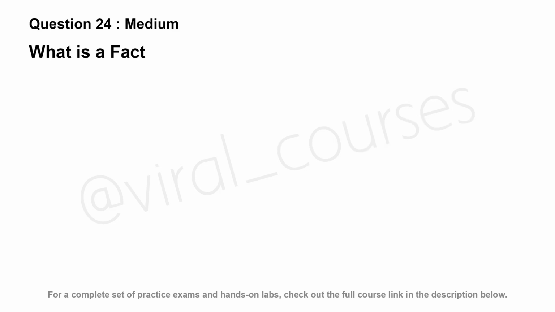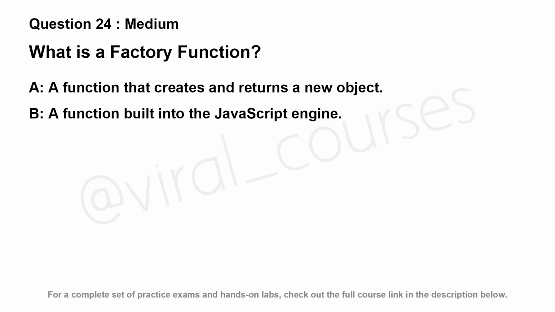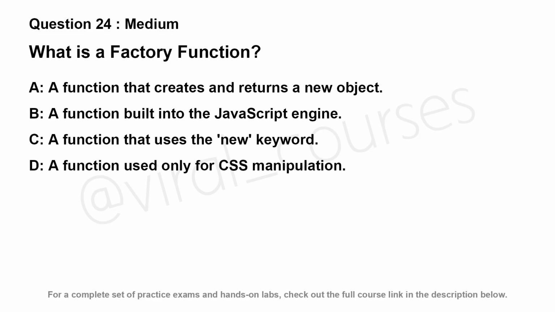What is a factory function? Option A. A function that creates and returns a new object. Option B. A function built into the JavaScript engine. Option C. A function that uses the new keyword. Option D. A function used only for CSS manipulation.